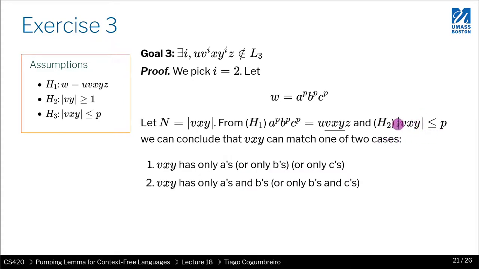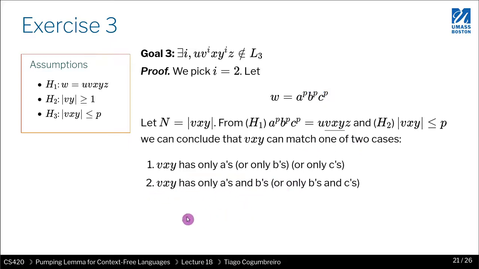We just know that vxy has to be smaller or equal than p, which tells us that it's either within this range, so it could be just a's. It's at most p, so it could just be a. It could also be contained inside the b's, or this vxy could be contained in the c's. It could also be between a and b, so a bit of vxy spans across 2 letters, or it could be between b and c. That would be the second case.